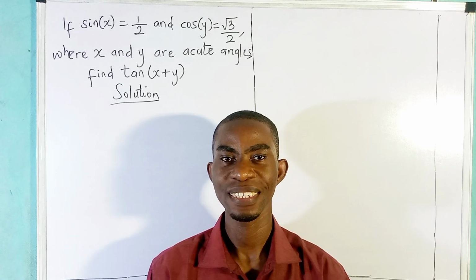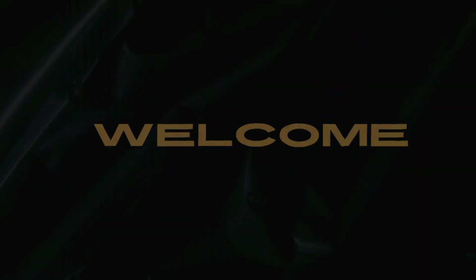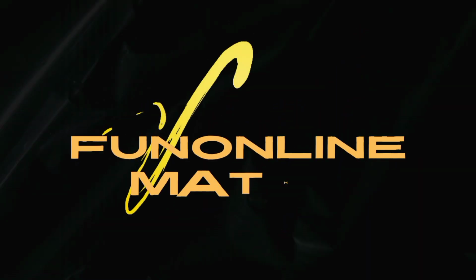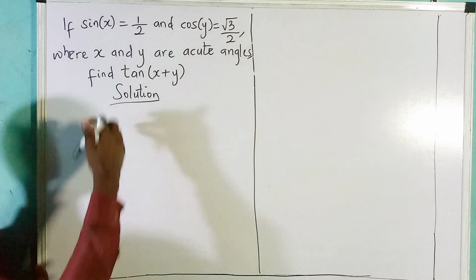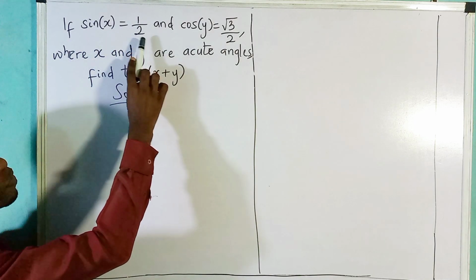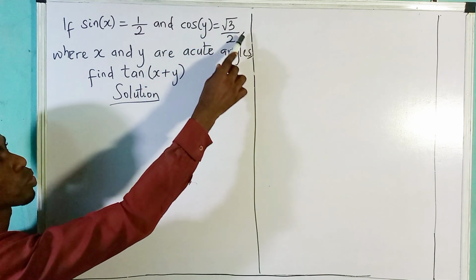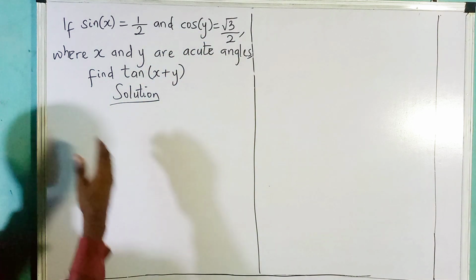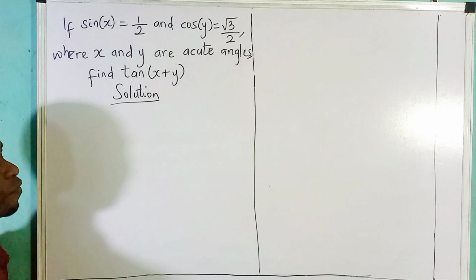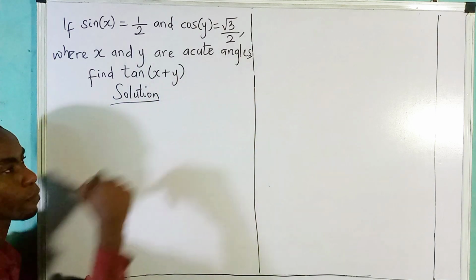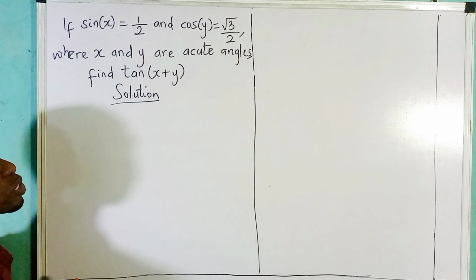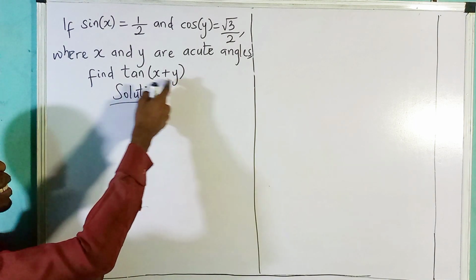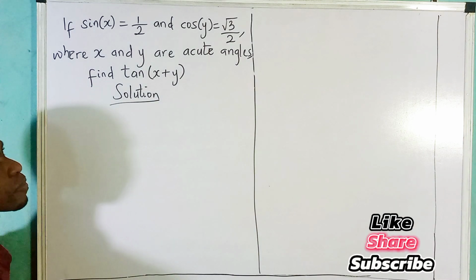You'll find it interesting. Okay, the question says if sine of x equals 1 over 2 and cos y equals the square root of 3 over 2, and x and y are acute angles, find tan(x + y). So first of all, I need to get the value of x and the value of y, then it will be easy to find.